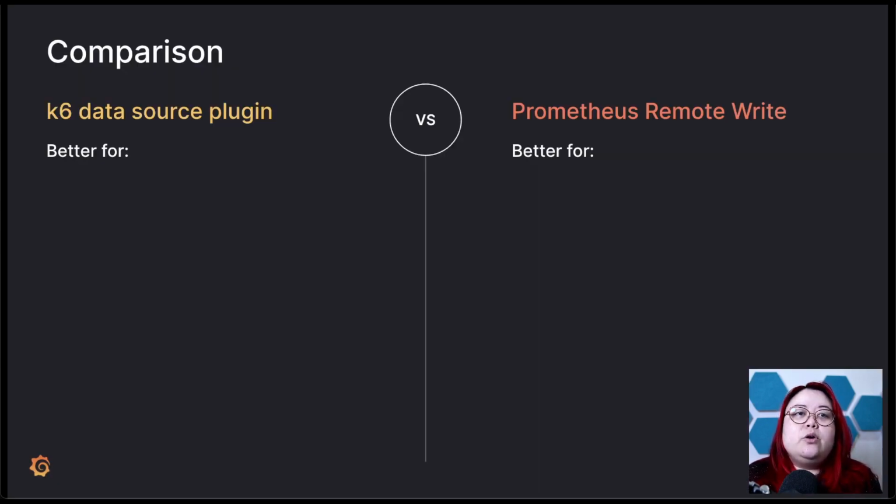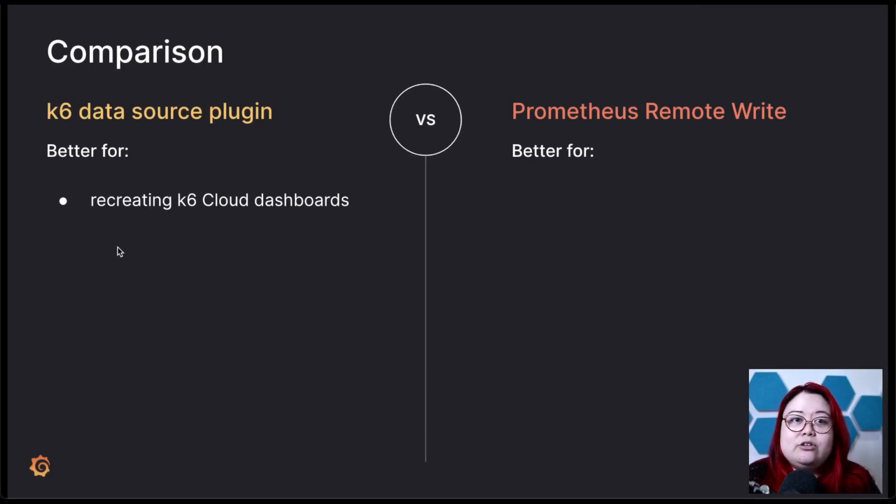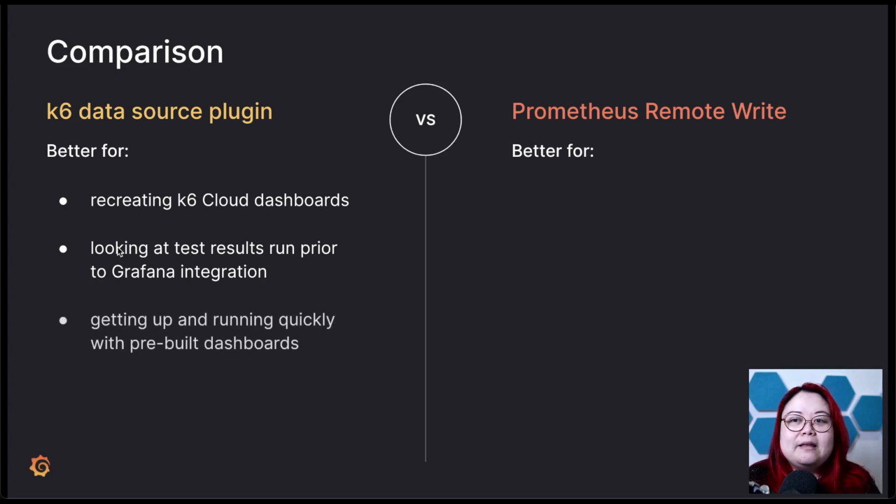Okay, so the question is, when should you use the K6 data source plugin, and when should you use Prometheus Remote Write? Well, the K6 data source plugin is better for recreating K6 Cloud dashboards, and if you like what you see already on K6 Cloud, then this is the easiest way of just bringing that experience over to Grafana. If you have many past tests that you ran before integrating with Grafana, then this is the better way to bring all of that over without having to rerun them again. It's good because it comes with a pre-built dashboard, so it's probably the fastest way.